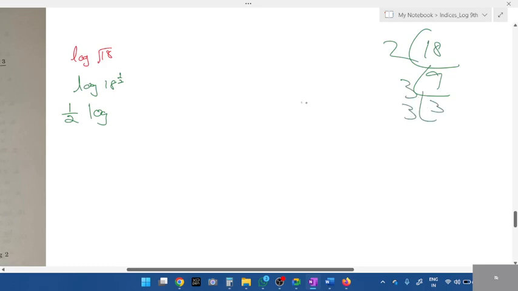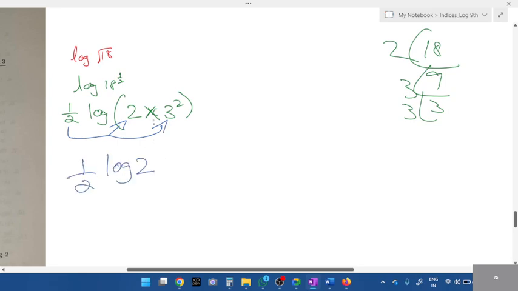How can I write log 18? 2 into 3 square. Is it correct? Respond. Don't write anything. Look at the screen and respond. Understood? Next, this 1 by 2 belongs to both. When you split, you are supposed to write 1 by 2 log 2. For multiplication, it is addition. Again, 1 by 2 log 3 square. Don't write it as 9, students.